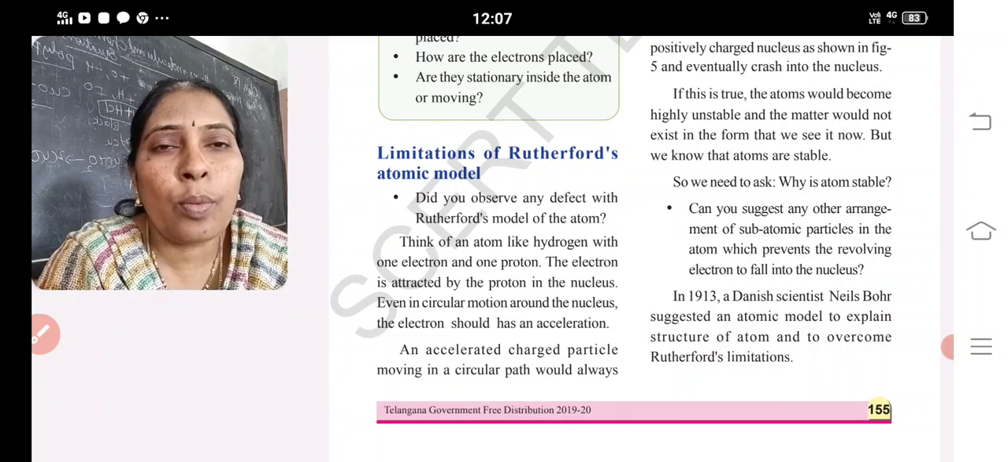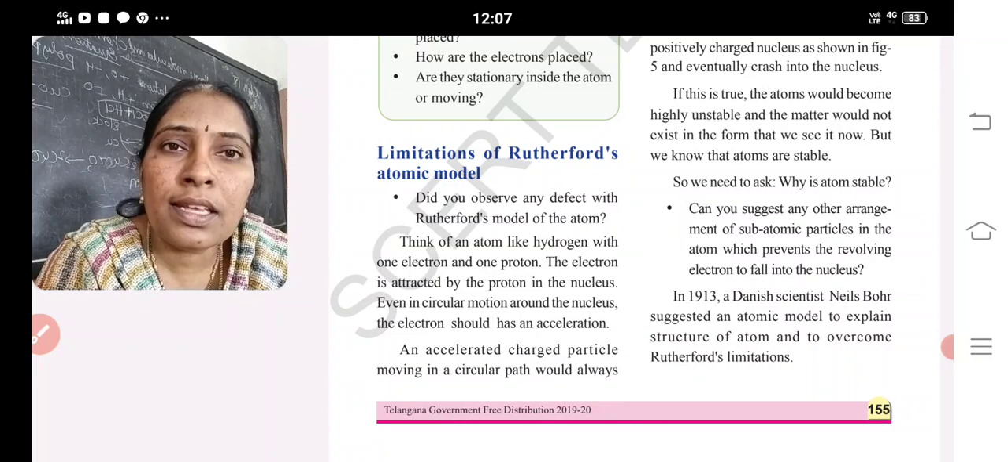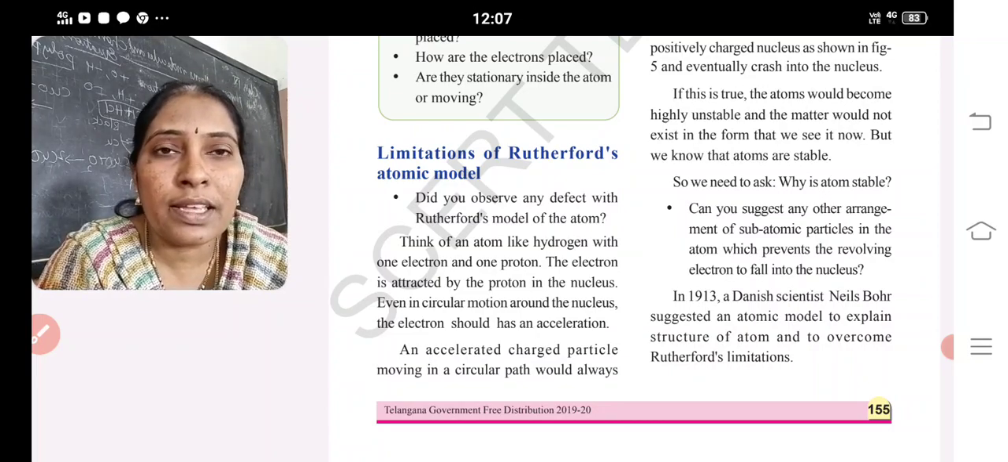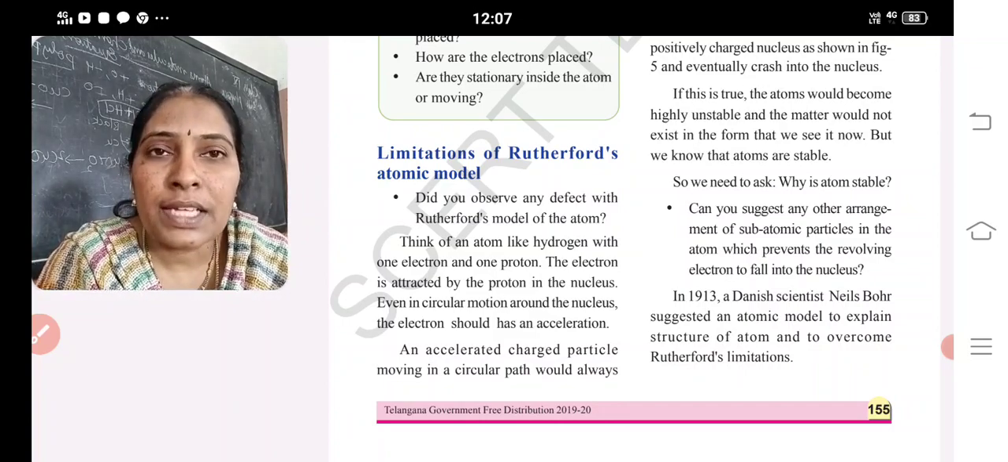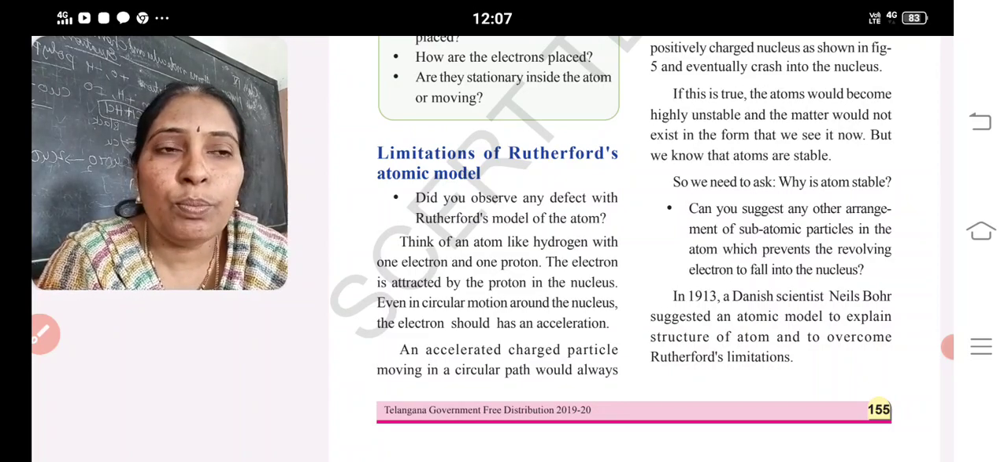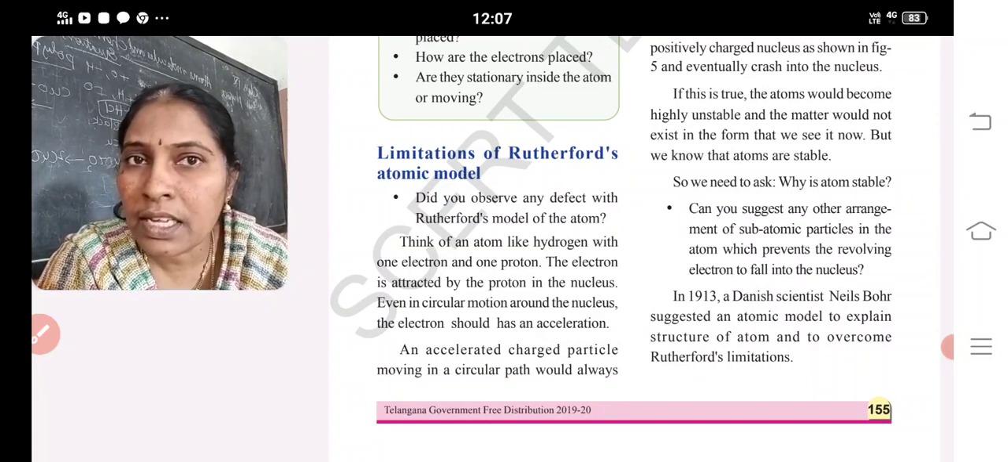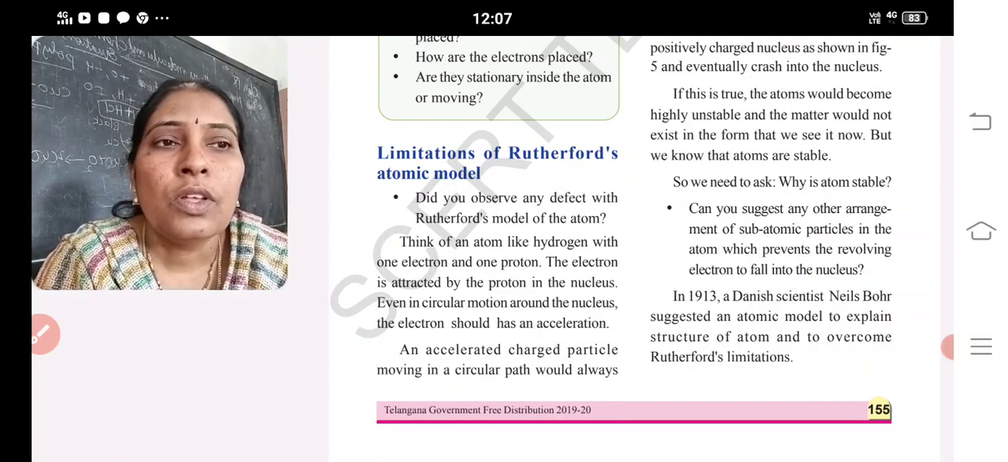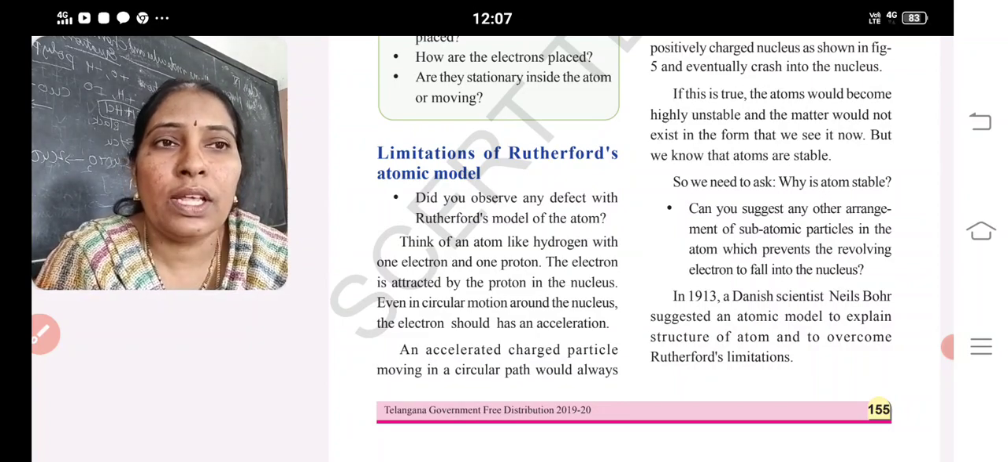And what is the second postulate? When he passed so many rays, out of 20,000 rays, one ray is reflecting back from the center. From this, he came to the conclusion that a positive charge may be present, because the alpha rays, which are positive, are reflecting back. So the entire space is empty, and in a small mass the positive charges are present, and it is called the nucleus.